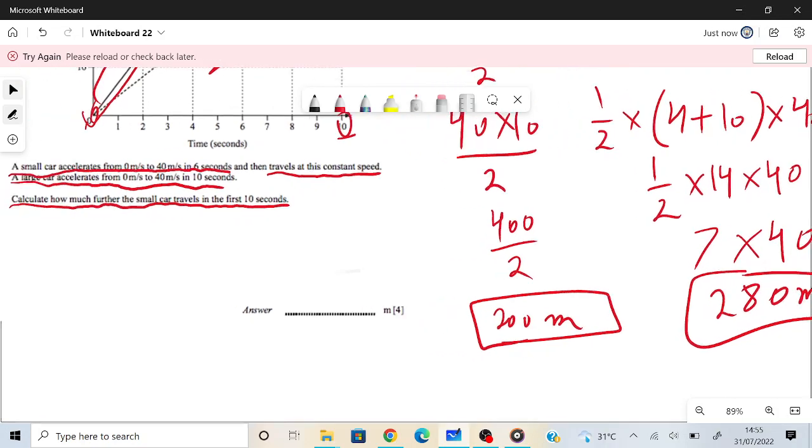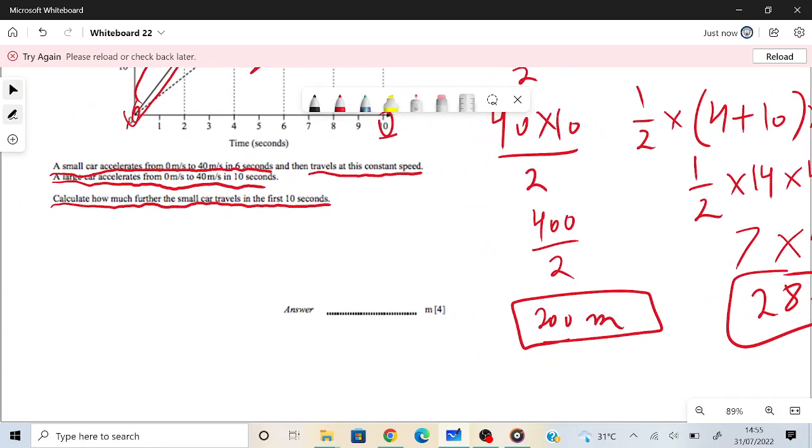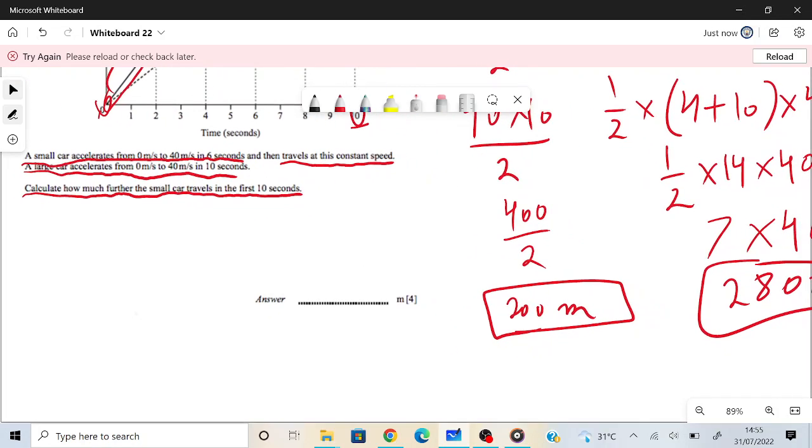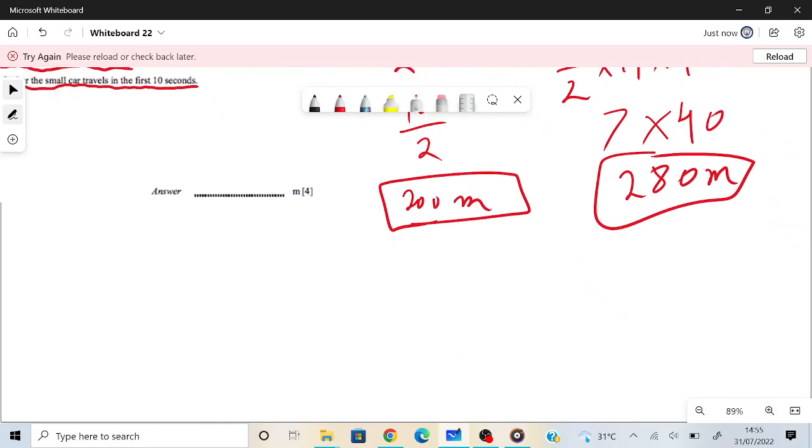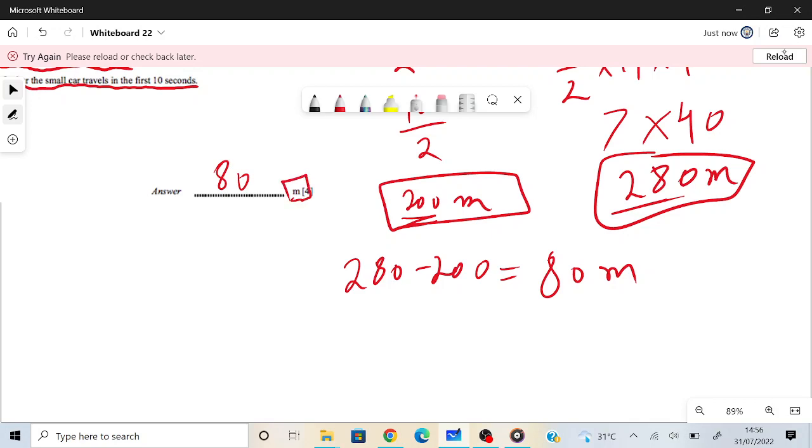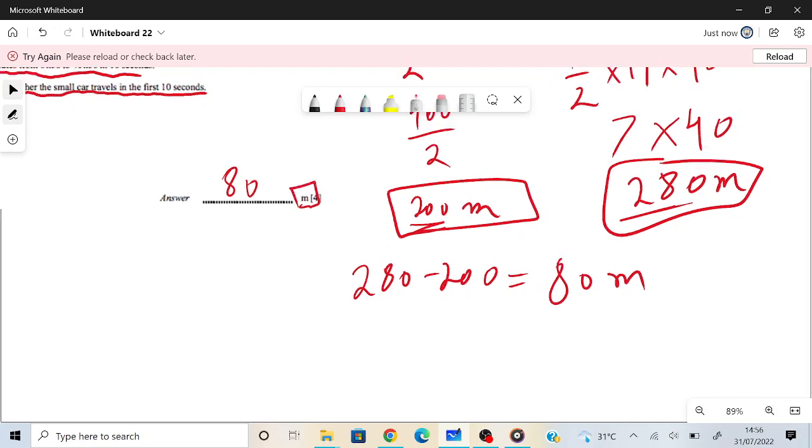Now, again, the question says calculate how much further the small car travels. So your answer is simply the difference between 280 and 200, because we know that the large car travels 200, the small car travels 280, so obviously the small car travels 80 meters more than the large car, and your answer in the end is 80 meters. The unit is already there, but if it's not there, please make sure to include it.